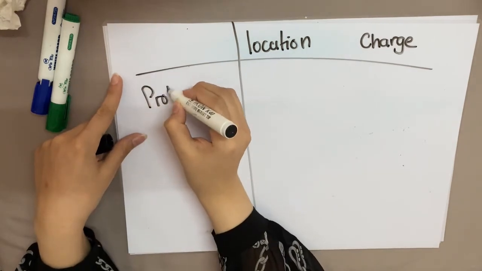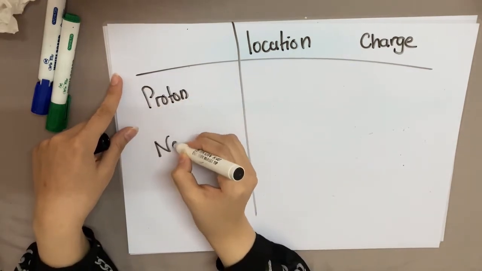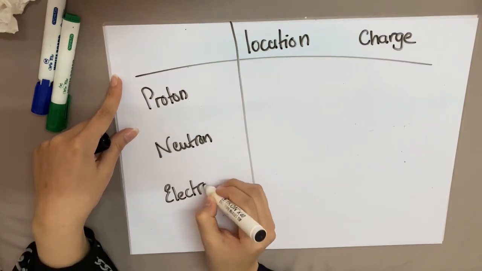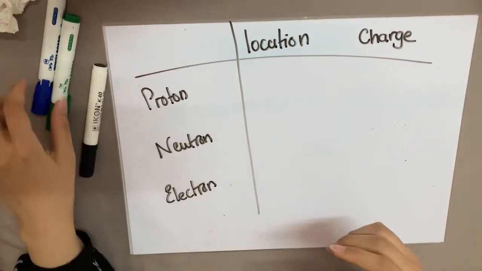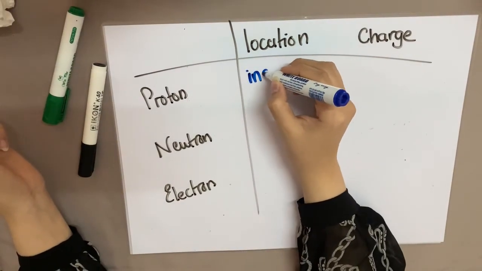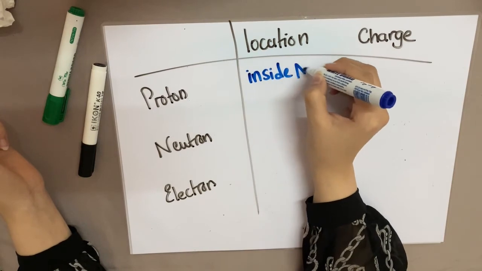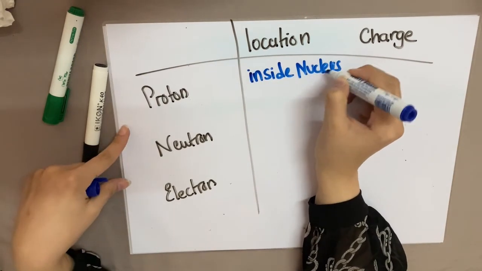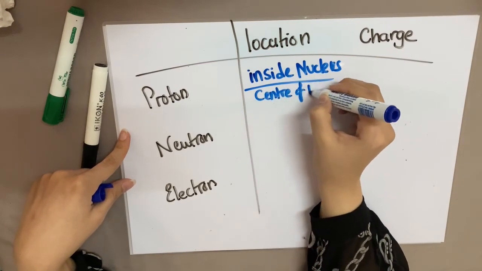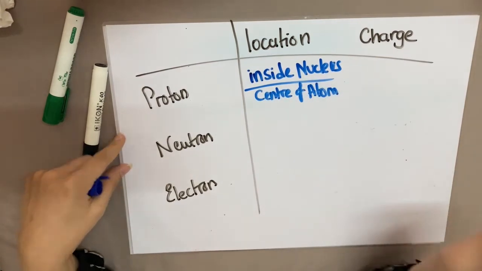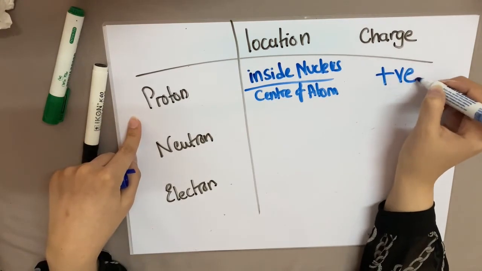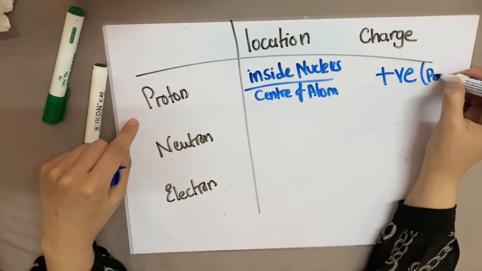Proton, neutron, and electron. Okay, so protons are located inside the nucleus, or we can say the center of an atom. As we already know, this nucleus is the center. Remember, proton, positive. PP, positive.